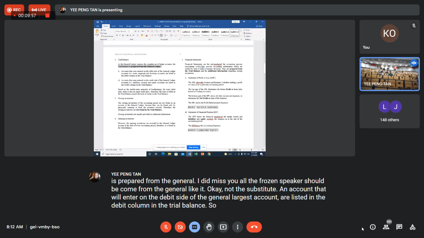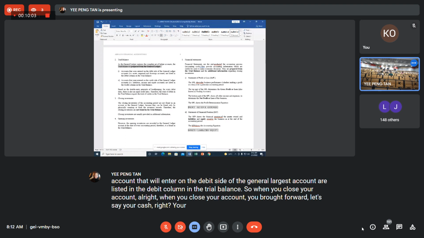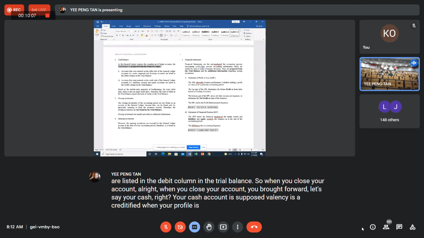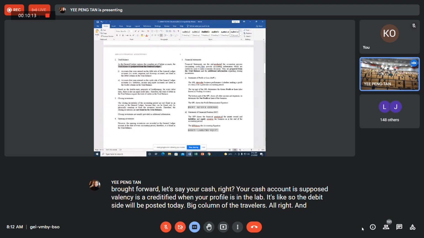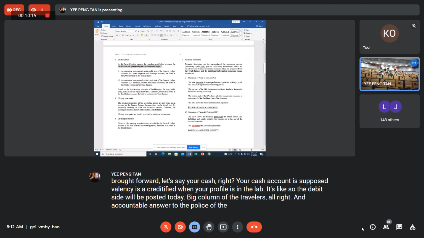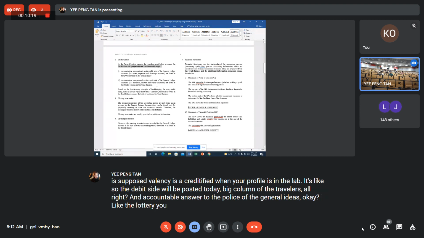So when you close your account, you bring forward, let's say, your cash account. Its balance is supposed to be on the credit side, but what you brought forward is on the debit side. So the debit side will be posted in the debit column of your trial balance. The accounts that enter the credit side of the general ledger, like liability, income or equity, are listed in the credit column in the trial balance.